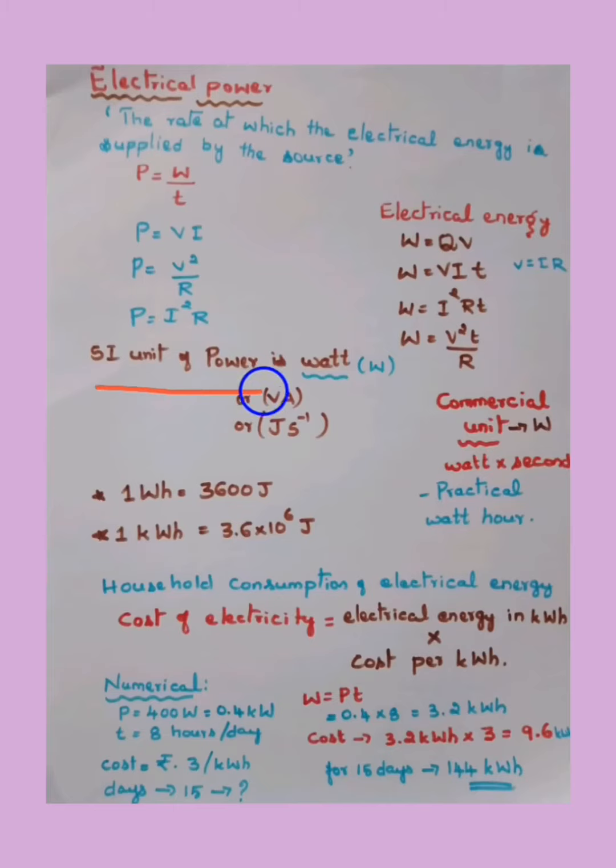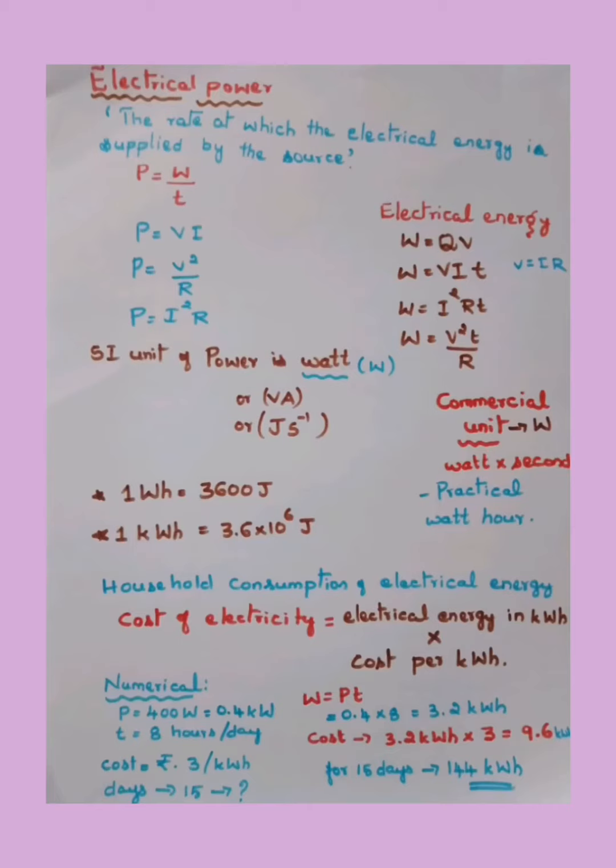The SI unit of power is watt, and it is also written as volt into ampere or joule per second. And 1 watt hour is equal to 3600 joule. Please remember these values. 1 watt hour is equal to 3600 joule. 1 kilowatt hour is equal to 3.6 into 10 to the power of 6 joule.